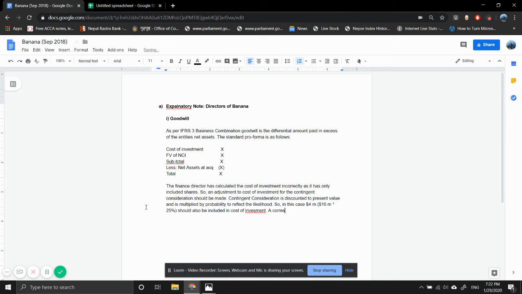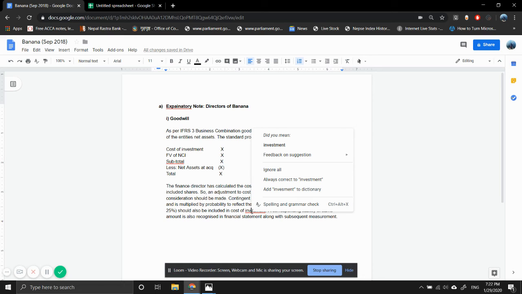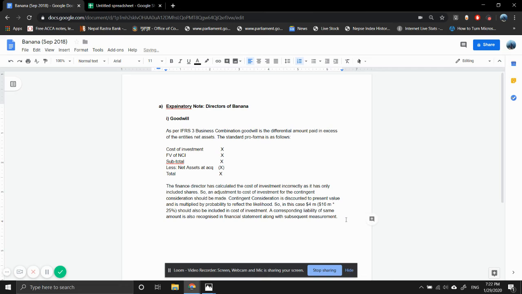Corresponding liability of same amount is also recognized in financial statement along with subsequent measurement, because there will be a finance cost associated with it as well, right? So we need to account for that as well.